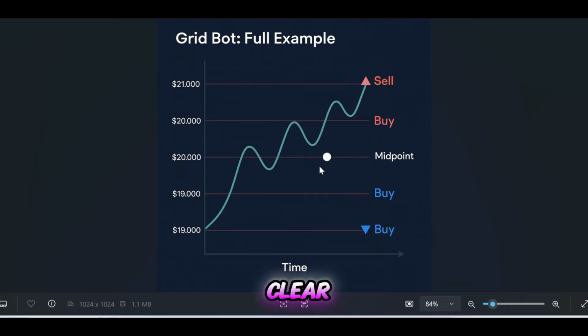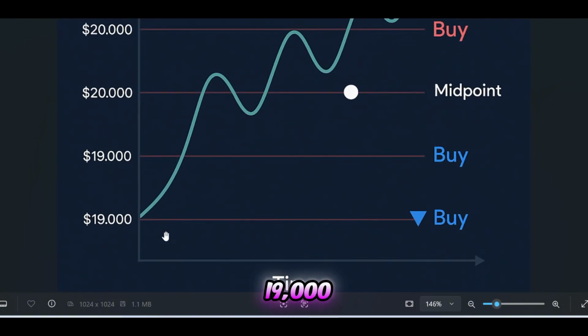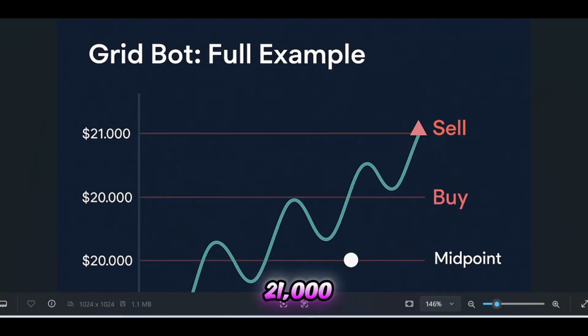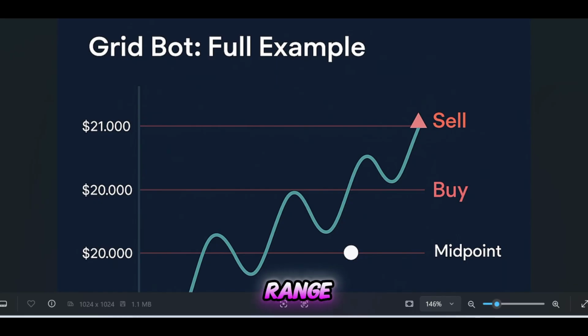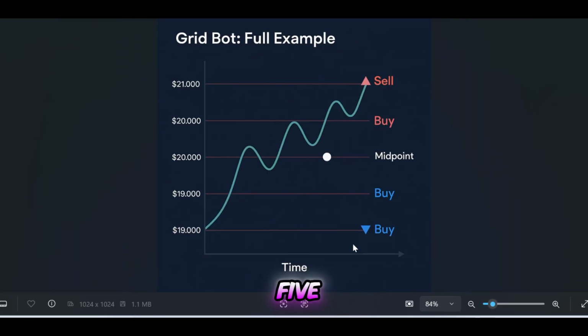So to make things clear, let's walk through a full example using, let's say, Bitcoin. For example, you have bought Bitcoin at a price of $20,000. We define a trading range between 19,000 and 21,000. Within that range, we divide the price into 5 spaced grid levels over here. These levels are 19,000, 19,500, and then we have 20,000, 20,500, and then we have 21,000.